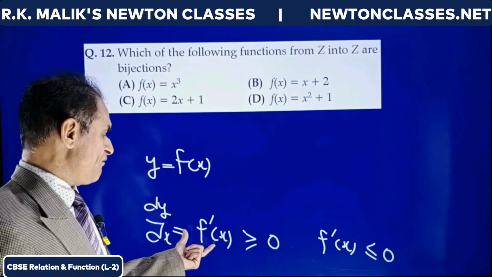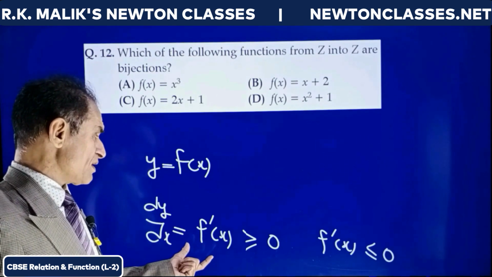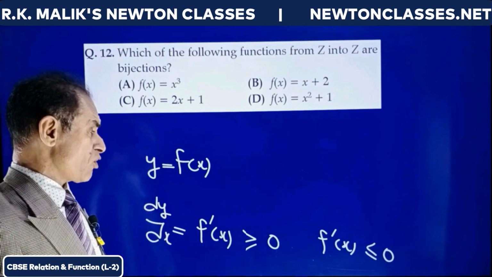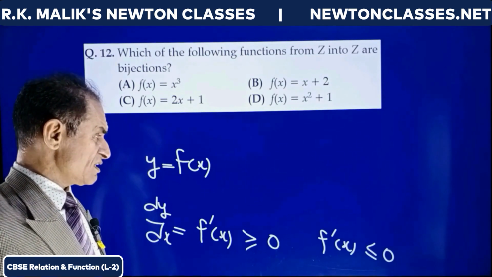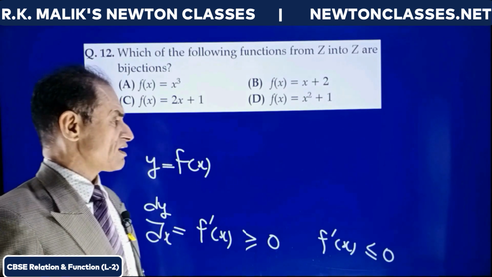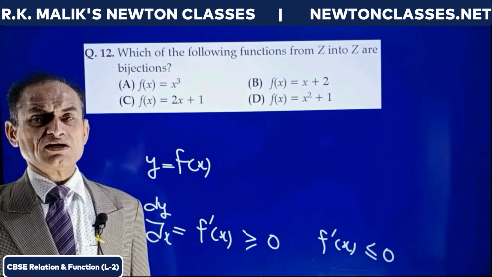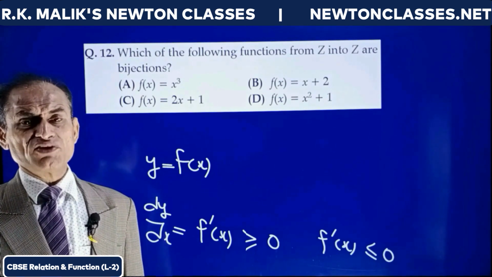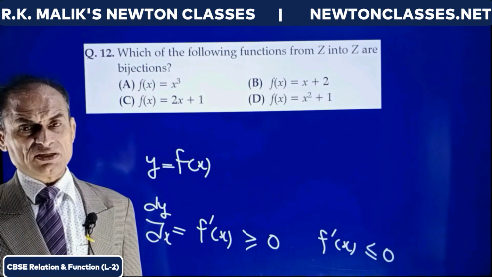But if f dash x can be positive also and negative also, in that case f(x) will not be 1-1. Remember this result, it will help you a lot in checking the 1-1 nature of the function. And to check the onto nature of the function, we always find the range of the function.